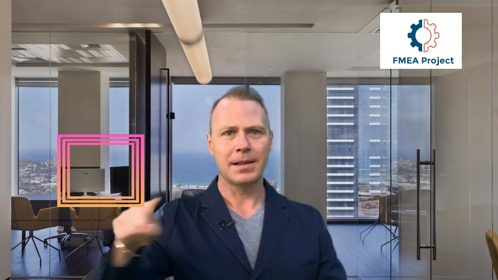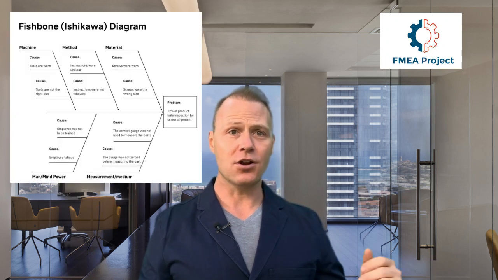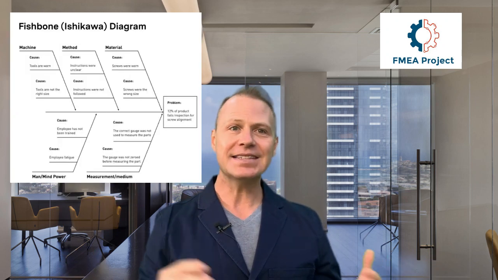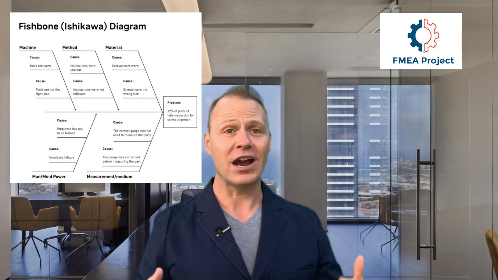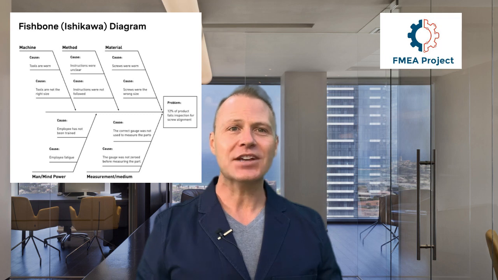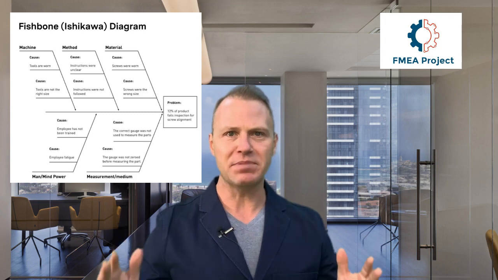Start by drawing a box on the right side of a large piece of paper or board. Draw horizontal arrows pointing to the box. Inside the box, write and describe the problem that you're trying to solve. Next, write the names of the categories above or below the horizontal lines. This is that 5M plus P. These give the diagram the appearance of a fish.